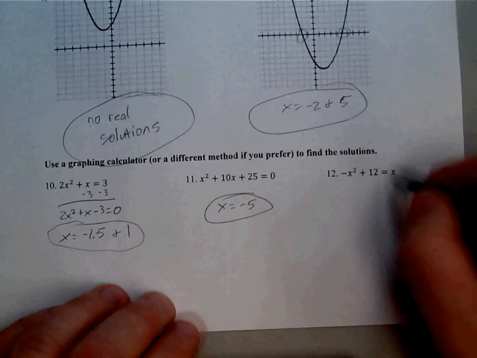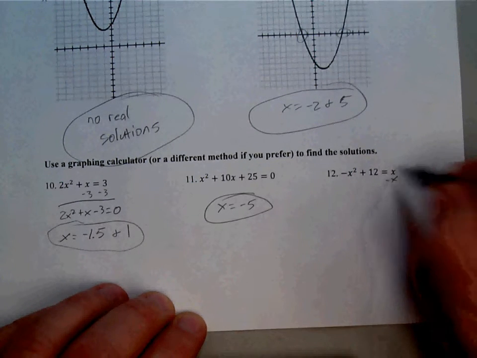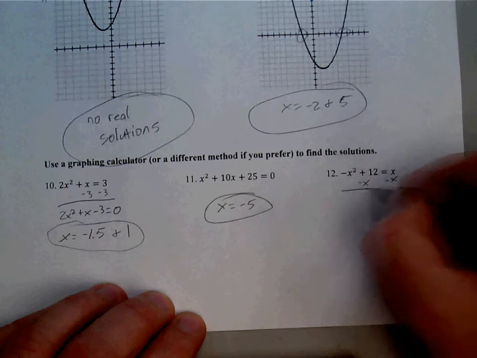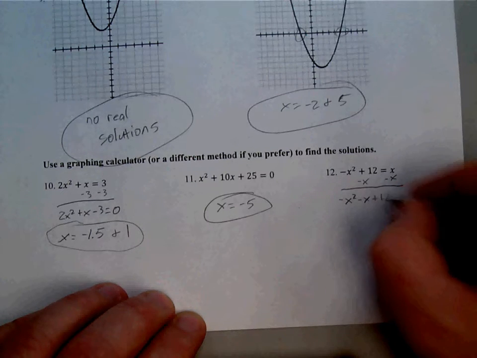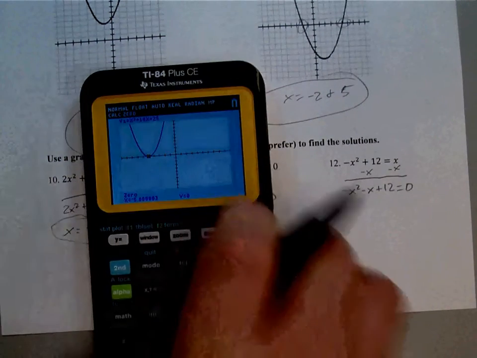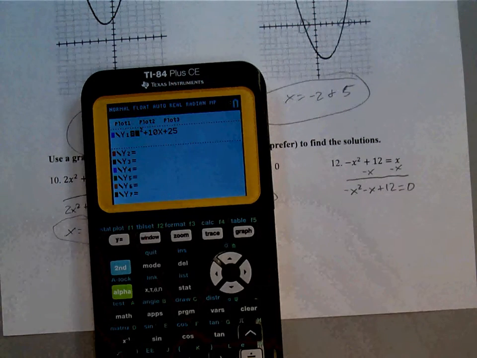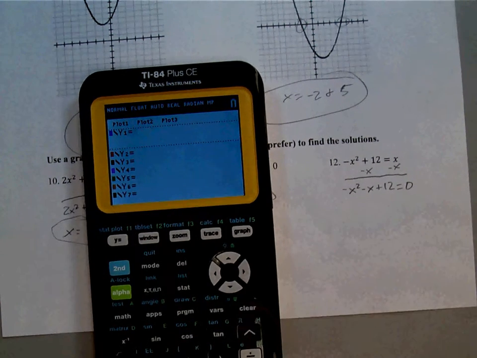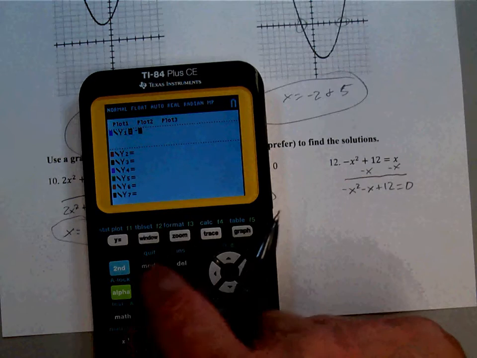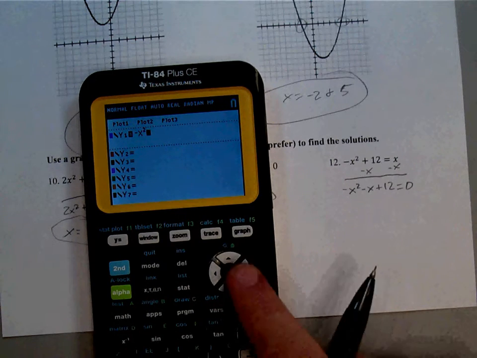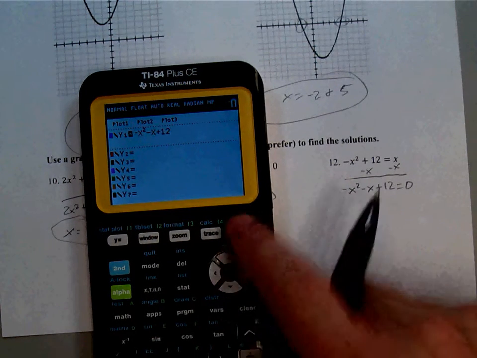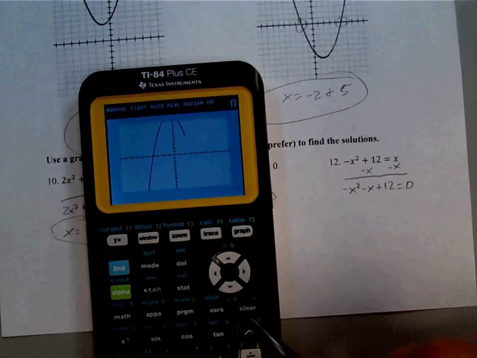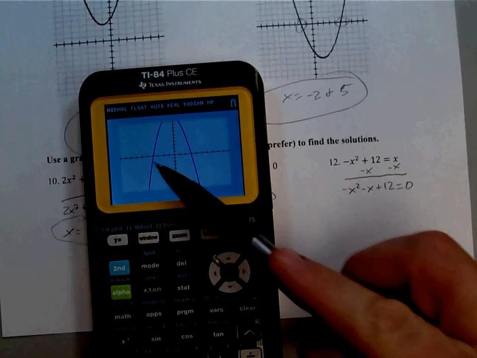And then lastly, number 12. It's not set equal to 0. I need to subtract that x over because it was a positive. So I have negative x squared minus x plus 12 equals 0. We'll put that in the graphing calculator. Y equals, I'm going to clear, and type it in: negative, make sure it's negative, not minus. If you use a minus instead of a negative, your calculator will not be happy with you. It will give you an error. Negative x squared, now minus, not negative, minus x plus 12. Graph that. Looks like we have two answers, about negative 4 and about 3.